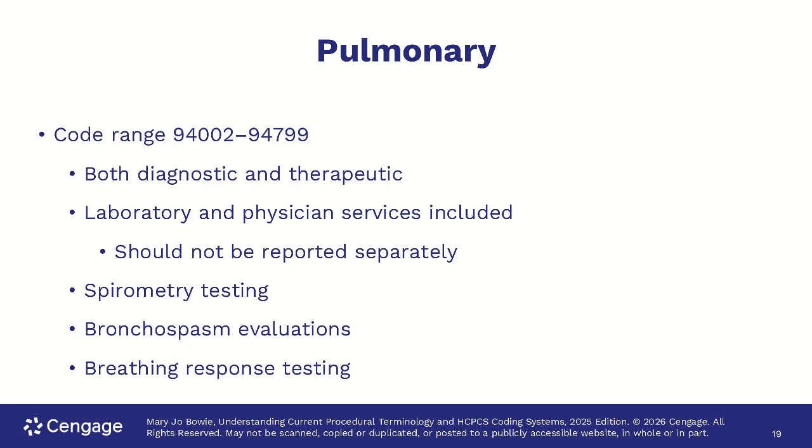Next up, we're going over to the lungs. Over here, you will see diagnostic and therapeutic procedures and services. You do need to be aware that these codes include laboratory services as well as physician services, and those codes should not be reported separately. Also, what's included over here is the interpretation and supervision. So, one test that is very common over here is spirometry. That particular test measures the lung capacity of the patient's lungs.